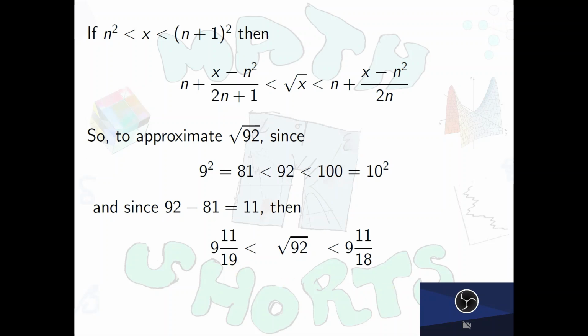And if we work these things out as decimals, we can actually see how good we are. The square root of 92 is actually 9.591. At the lower end, this is 9.578. At the upper end, this is 9.611. So we'd see we're pretty good. And actually, if we rounded all of these to one decimal place, I get 9.6, 9.6, 9.6. So rounded to one decimal place, this actually gives us a good result.